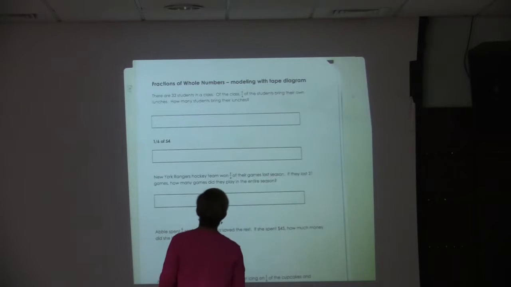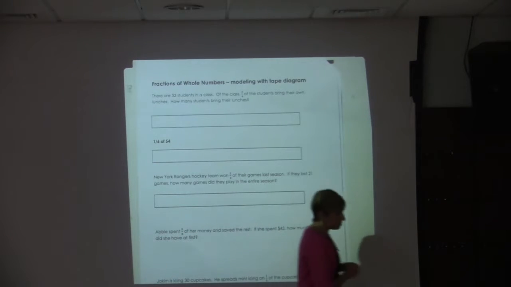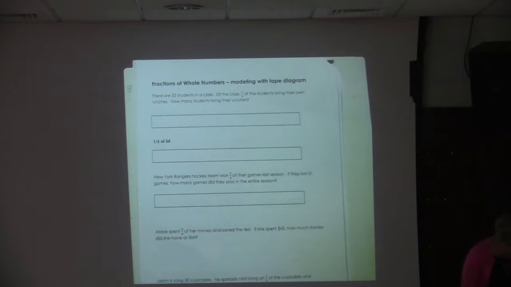So let's just take a look at this. There are 32 students in a class. That would be in California, not here. Of the class, 3/4 of the students bring their own lunches. How many students bring their lunches? So to just figure out, can we picture this story in a way that it helps us to figure out what's going on?